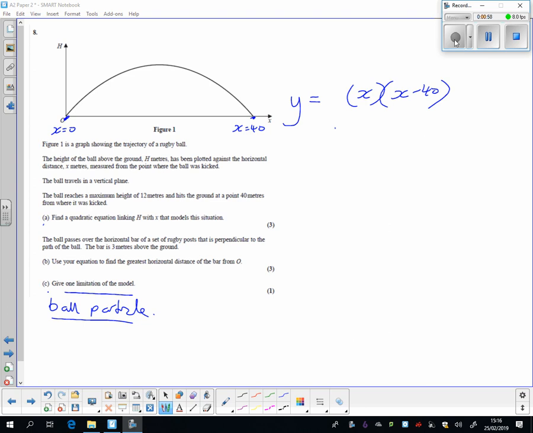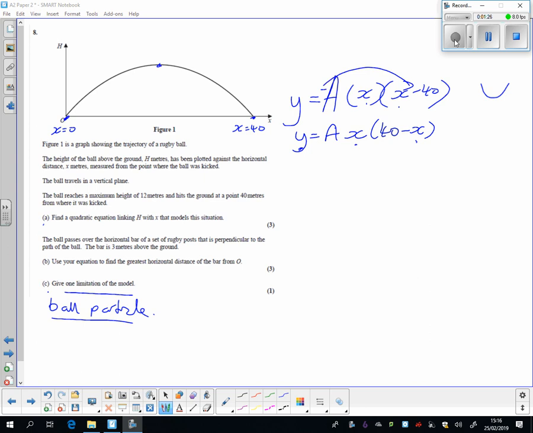Two problems with that. First of all, this would be a positive quadratic. This would look like this. And it wouldn't get the right height. So we need to put a number in here. And in this one here, of course, that a number would be negative. I think it's nicer to look at it like this, though. And just put 40 take away x in there. Just take the minus into that bracket. And so when x is 0, y is 0. When x is 40, y is 0.